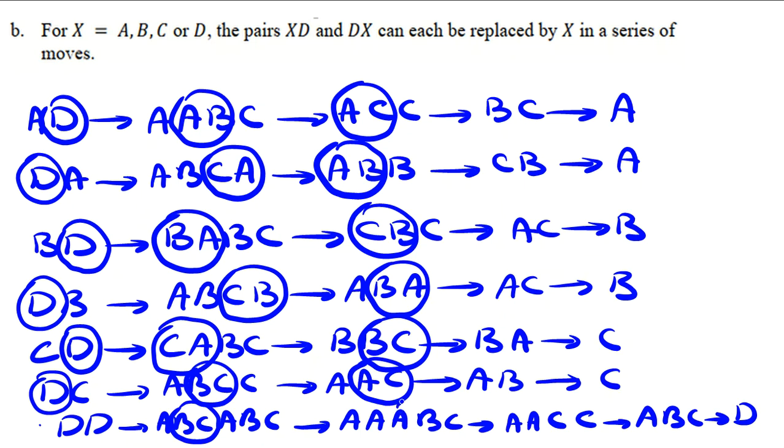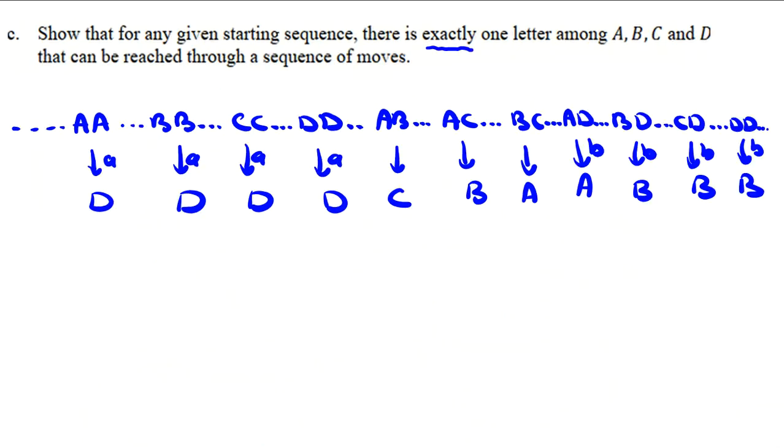Then you replace this AB with C, it would be AACC, and then you replace this AC with B, it would be ABC, and then replace it with D. It was in part A also. Now, the hardest part is part C. It has the problem. Let's see, the problem says what?